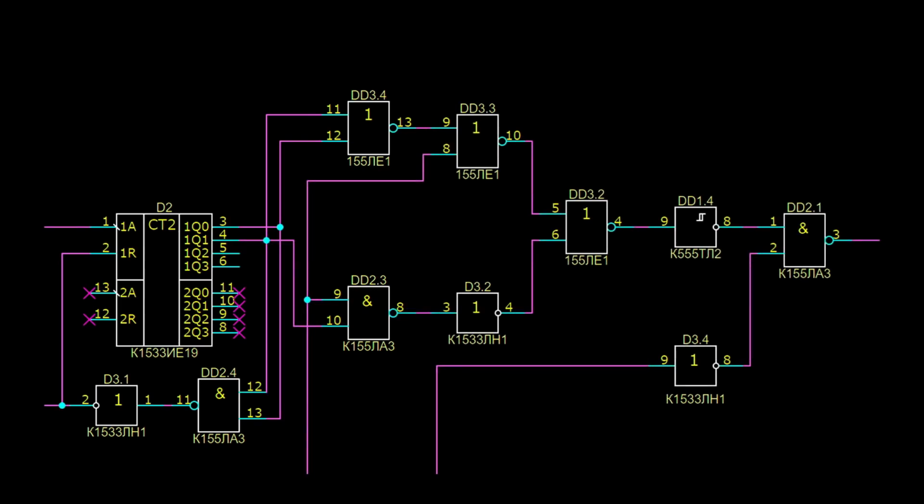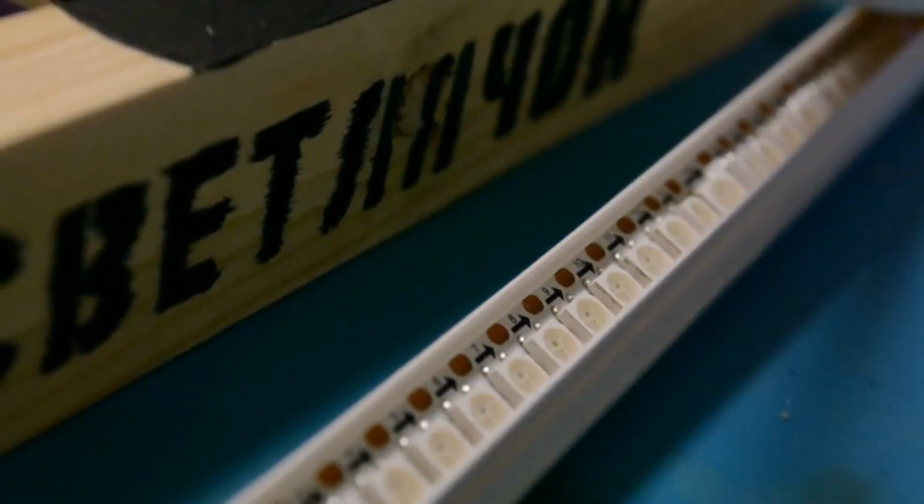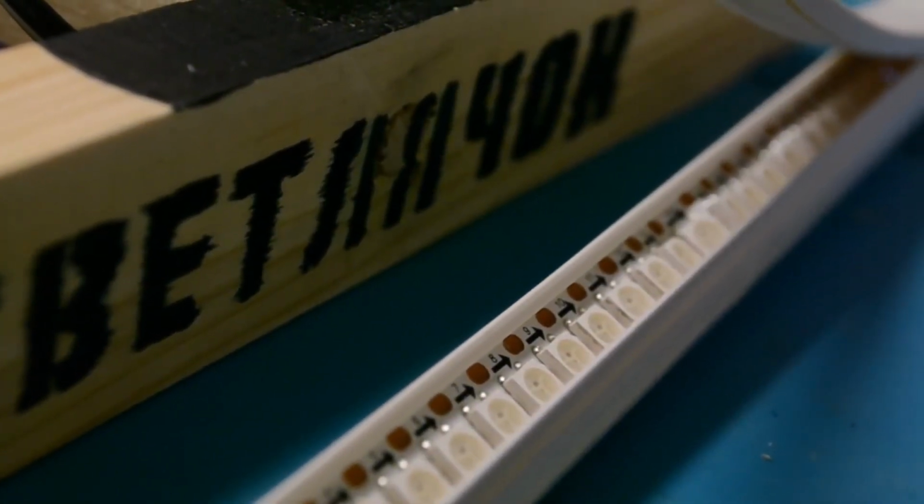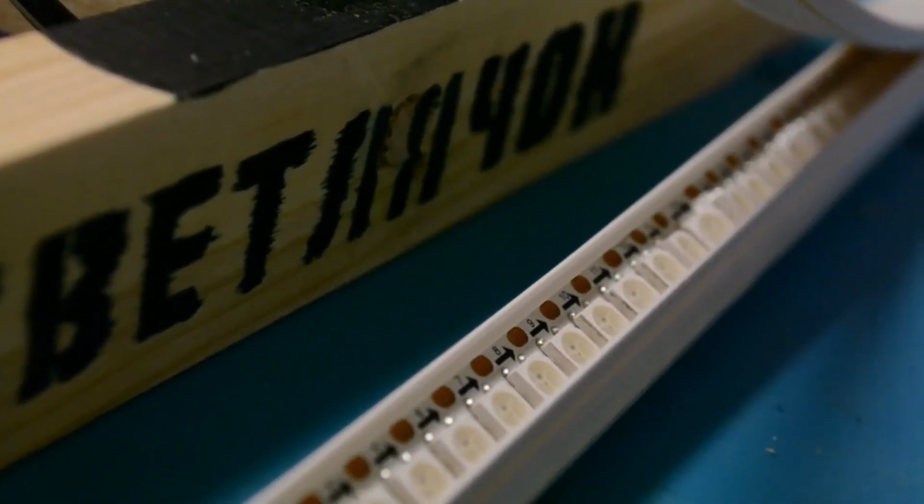We drew it. This circuit generates a stream of zeros and ones in the format of an addressable LED strip. Now we need to organize this stream into a structure. First, we'll set a divider to 24.